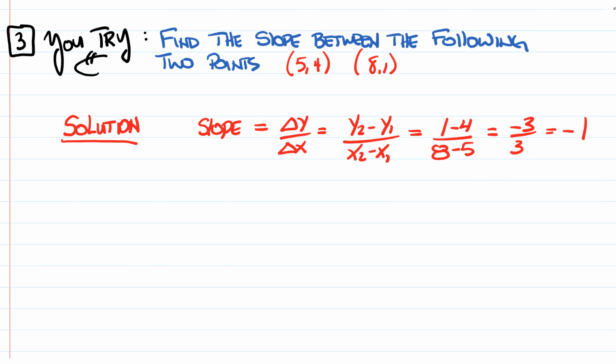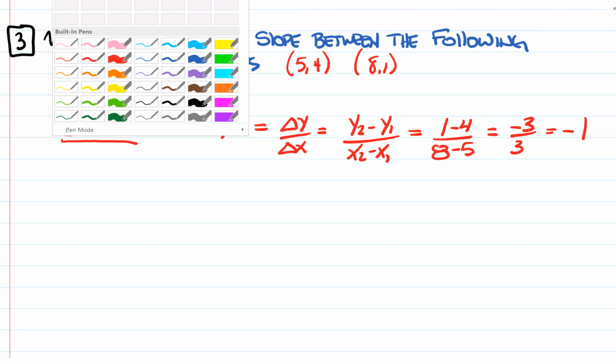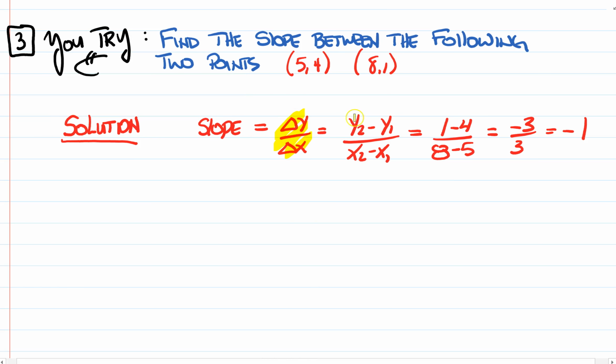What I did was change in y divided by change in x. So I did this part first. Change in y is defined as y2 minus y1. Change in x is x2 minus x1. Plugging in the values, I got 1 minus 4 is negative 3, and 8 minus 5 is positive 3. So negative 3 divided by positive 3 is negative 1.